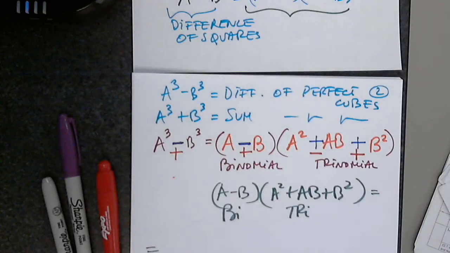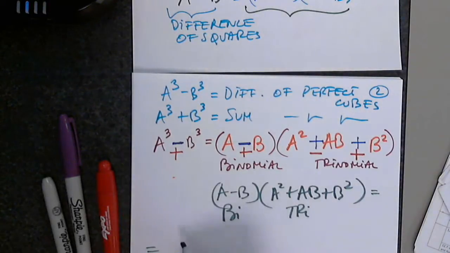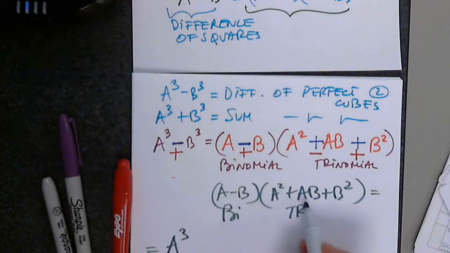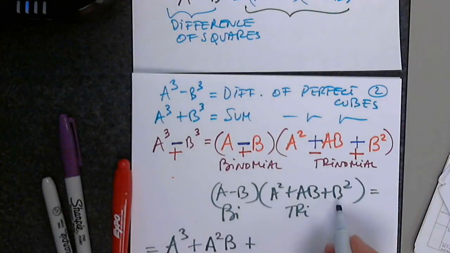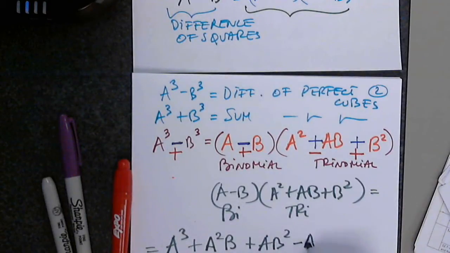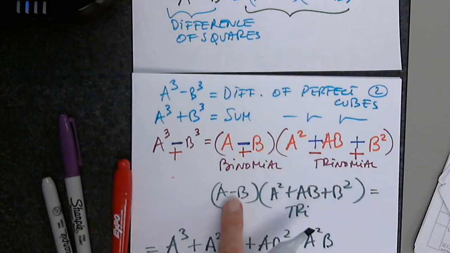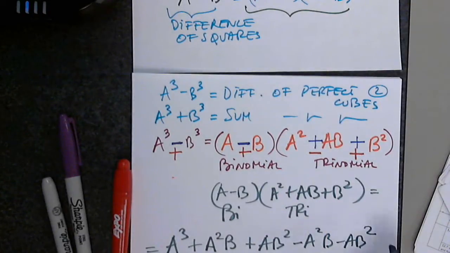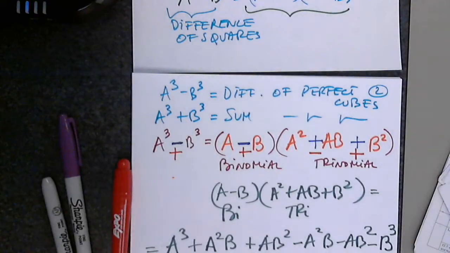Okay, so a times a squared, a times ab, excellent, plus a times b squared, excellent. Now negative b times a squared is minus a squared b. Negative b times ab is minus ab squared. And negative b times b squared is minus b cubed, indeed.